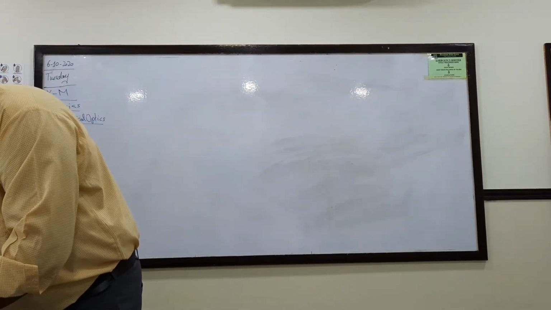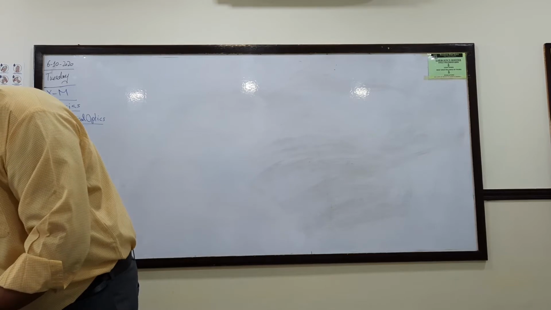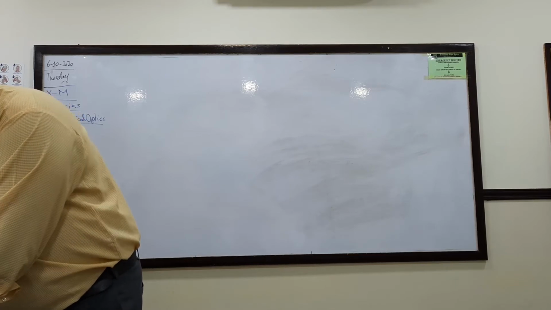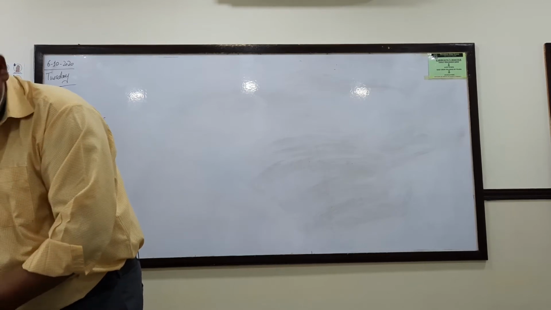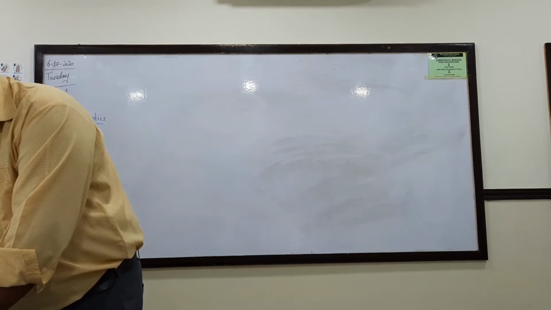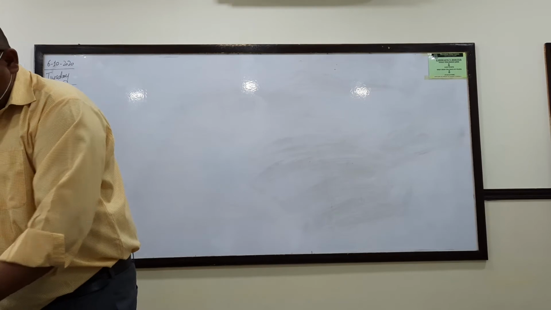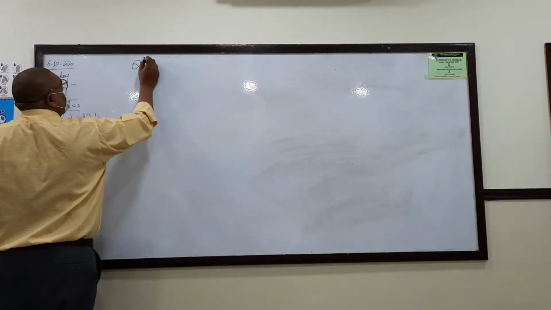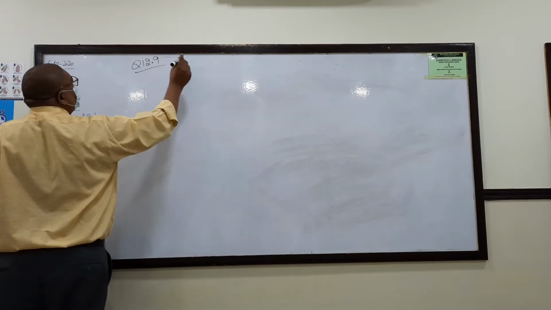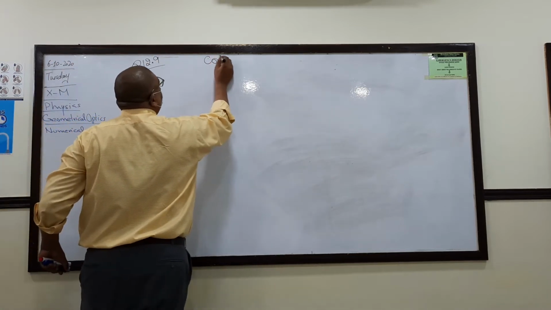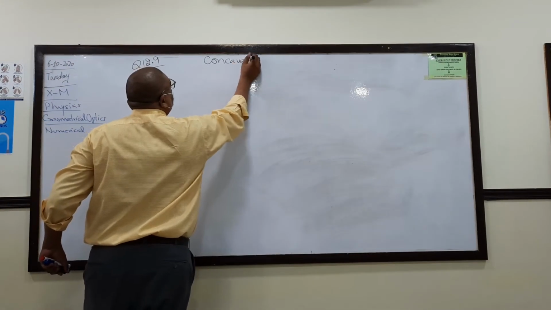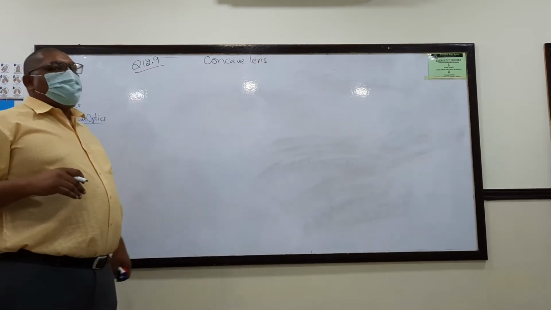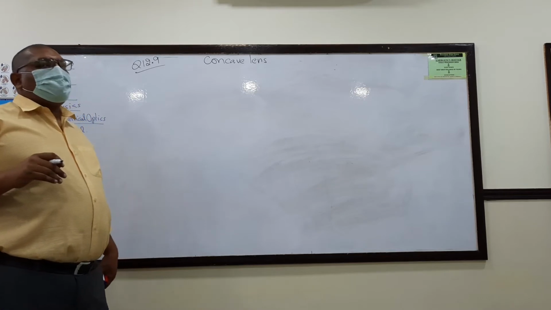Somebody would like to read 12.9. An object 10 cm high is placed at a distance of 20 cm from a concave lens of focal length 15 cm. Stop. So we are talking about a concave lens.